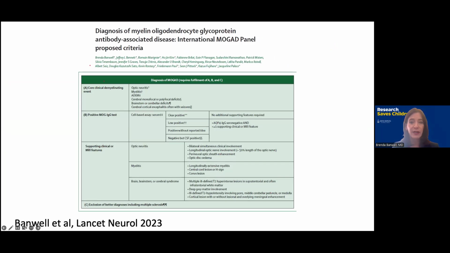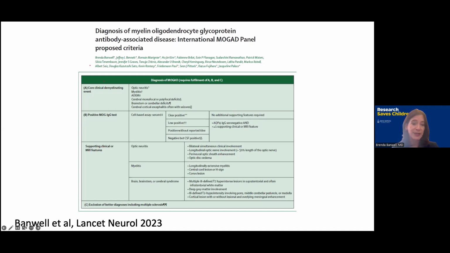But the diagnostic criteria for MOGAD include a core demyelinating event, typically, as listed here, optic neuritis, myelitis, ADEM, a cerebral attack with one or more lesions, a brainstem attack, often with cerebellar deficits, or a phenotype that we're seeing maybe a little more often now that we recognize it, which is a cortical encephalitis, often with seizures. So some children and adults can present with new onset seizures and sometimes fairly subtle MRI findings of cerebral cortical encephalitis, and then very clearly positive MOG antibody titers.